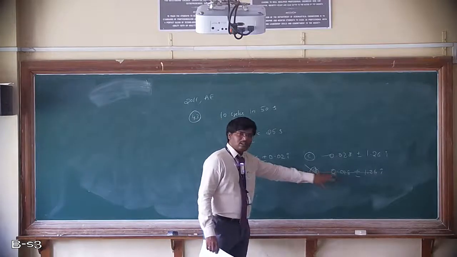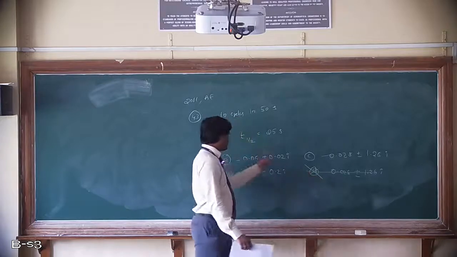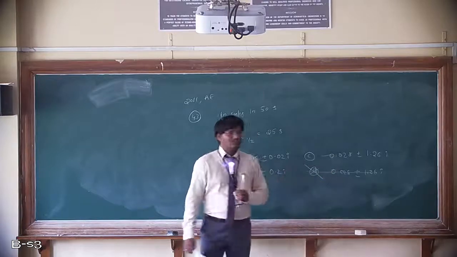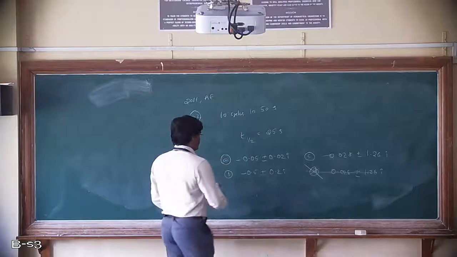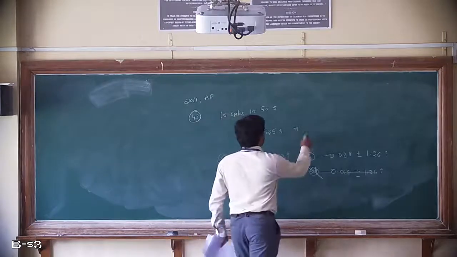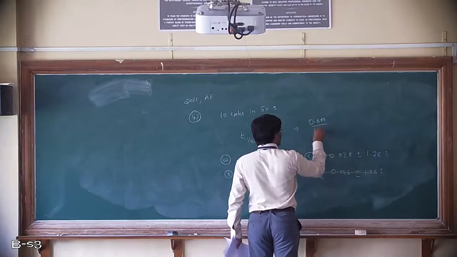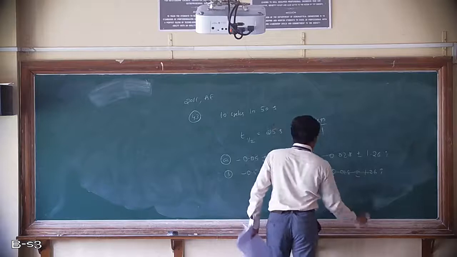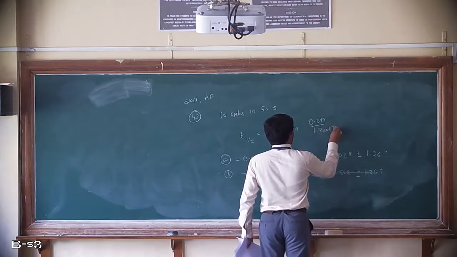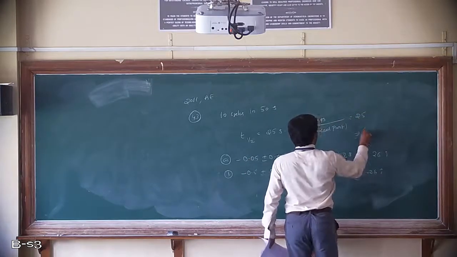Here the real part is positive, right? Now let's see why. Because they gave t half. The amplitude is decreasing with respect to time, so the real part should be positive. Sorry, the real part should be negative. But in 3 options it is negative, while the last one they gave positive. So just simply remove that. Out of these 3, they gave the condition t half. We know t half is nothing but 0.693 by the real part.